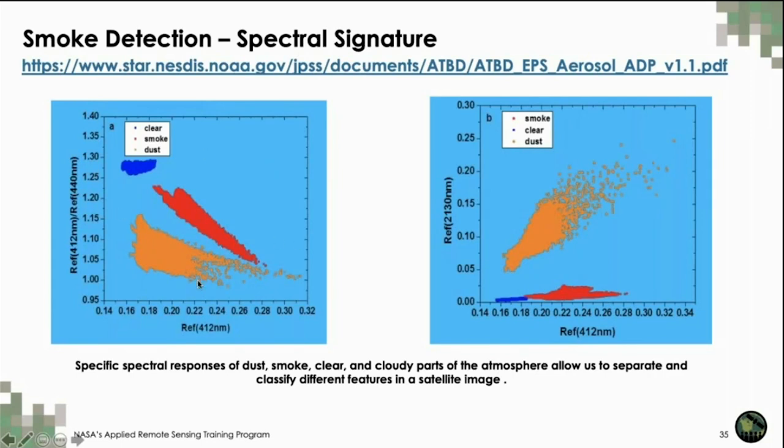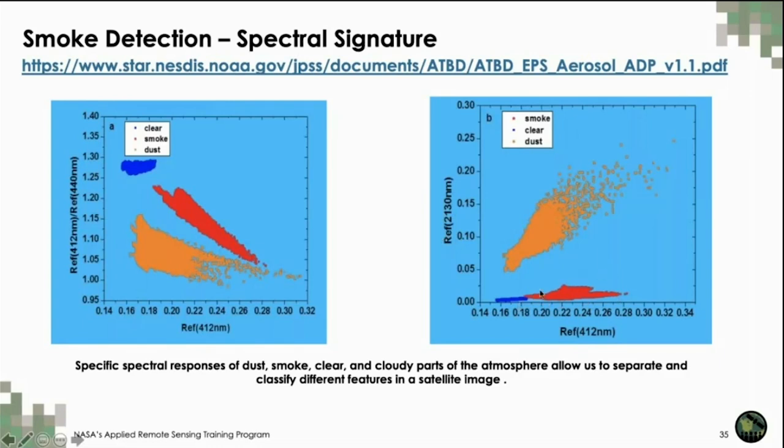Now, using this left side, we can separate clear sky versus smoke and dust, but it may be difficult to separate smoke and dust. For that, remember earlier, the dust particles are larger in size, typically larger than 1 micron, whereas the smoke particles are smaller, typically smaller than 1 micron. So again, you have 412 on the x-axis and reflectance at the 2.1 micron channel. Remember the earlier Landsat image, we were looking at that smoke is almost transparent to this 2.1 micron channel. And that is what is happening.